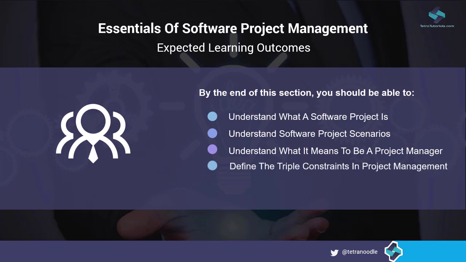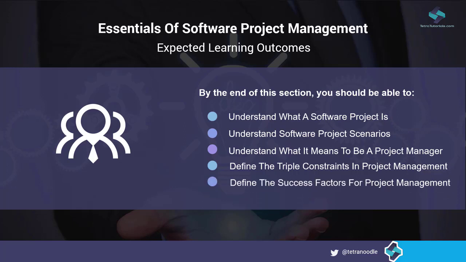We will then move on to the concept of the famous triple constraint in software project management. You will understand how a project manager has to ensure the success of the project while working with these constraints. This set of constraints has to be managed through the entire project execution.